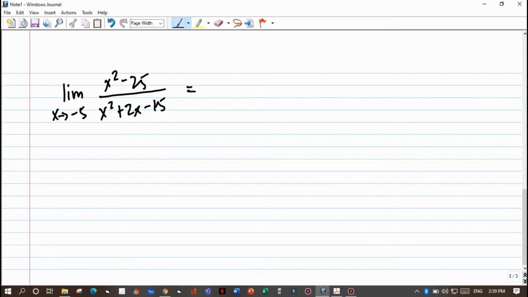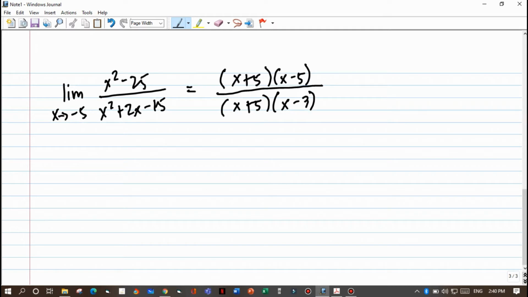So let's try to factor out both our numerator and our denominator. Our numerator's factors are x plus 5 and x minus 5, since this is just the difference of two squares. Now for our denominator, we have x plus 5 and x minus 3. Now since we have x plus 5 in our numerator and our denominator, we can just cancel them out. So what remains is x minus 5 and x minus 3.